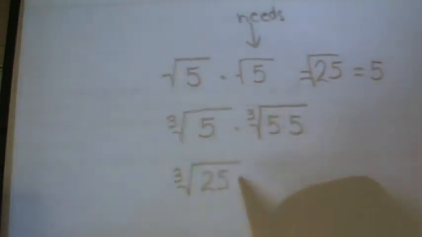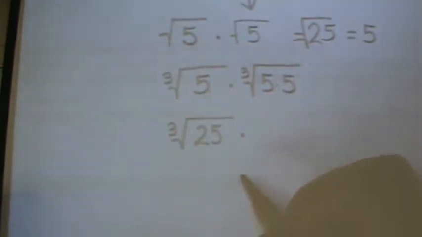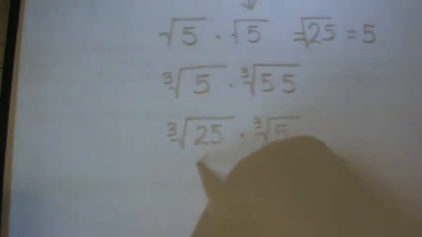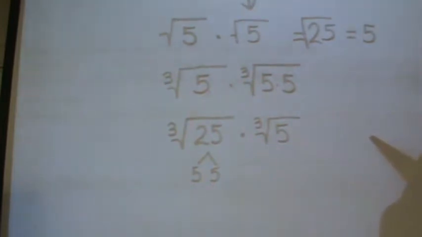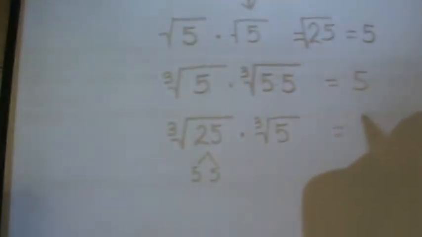Okay, now what about something like this? What do I need to get rid of this radical? 1 more 5. Thank you, Caitlin. Does everybody see that? Why do I only need 1 more 5? Because this 25 is really what? 5 times 5. Now, what do these result in? They all result in 5.